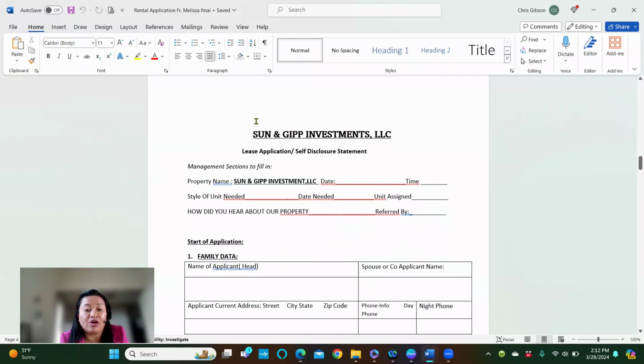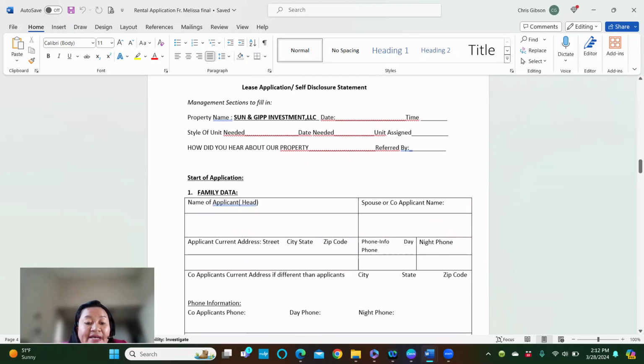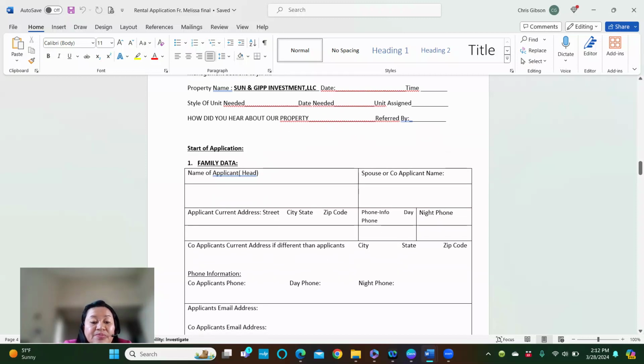Here's the main form. So we put in here Salon Cap Investment LLC, which is our company name. So the list application, self-disclosure statement. Here the property name, Salon Cap, that's our property name, and the date and time, style of the unit. So here it's apartment and unit assigned. So how did you hear about us? For example, where did you find our advertisement? For example, they found it on Marketplace, so they can write Marketplace here, or else somebody referred them. So here is the family data, so name of the applicants, and if they have a spouse, address.